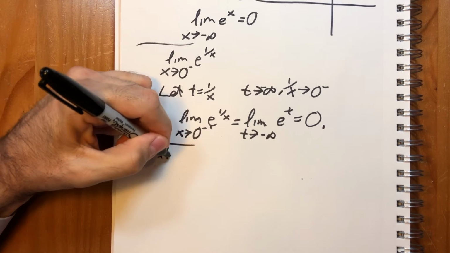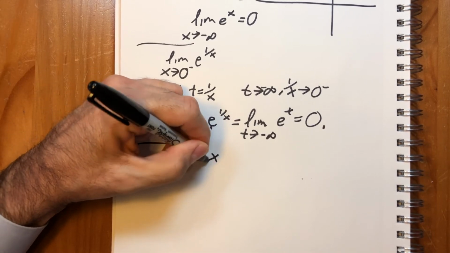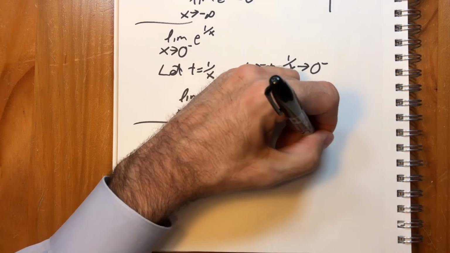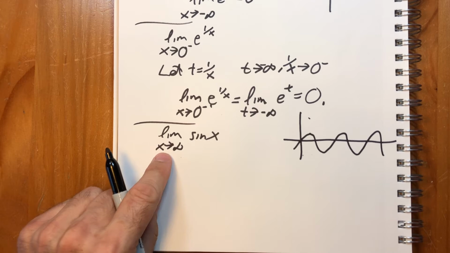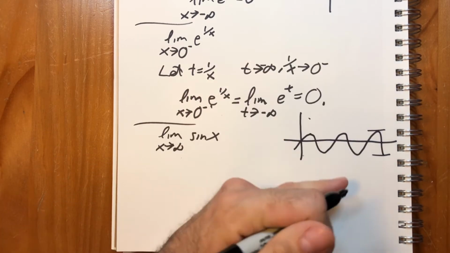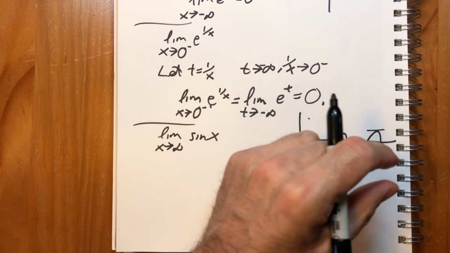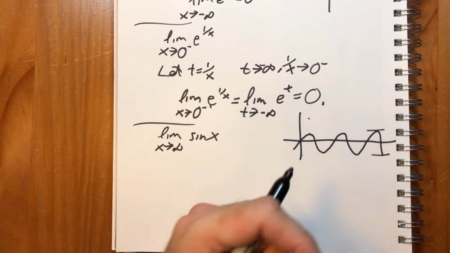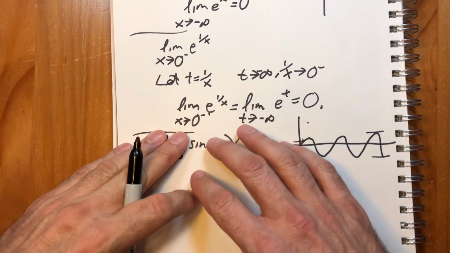What about the limit as x approaches infinity of sine of x? Now in this case, sine just goes up and down forever. So as x approaches infinity, sine is forever going to oscillate between positive 1 and minus 1. So it's never going to settle on a single number. So this limit simply does not exist.